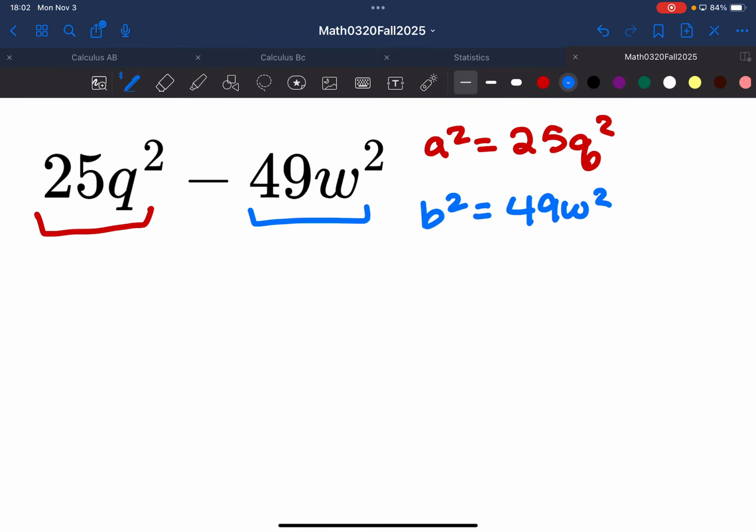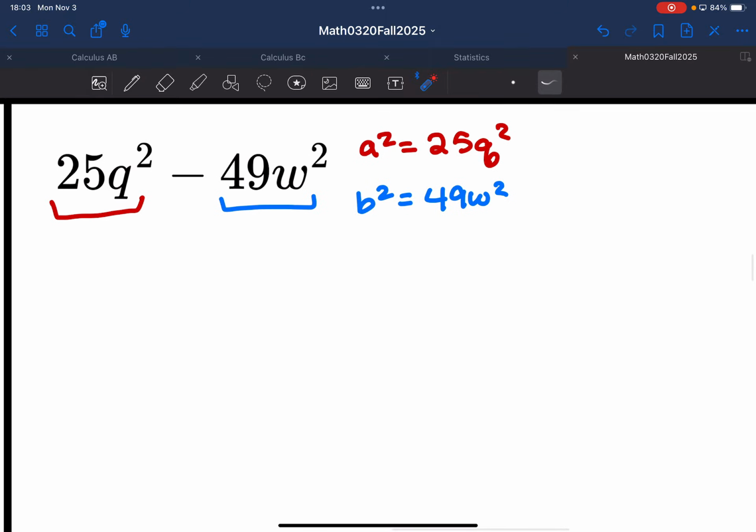Okay, so the first thing you should have done was identify your a squared and your b squared. I know I can do this because just by taking a glance at this, I know 25 and 49 I'm able to take the square root of. Okay, so now that I labeled a squared and b squared, what did you guys get for a?